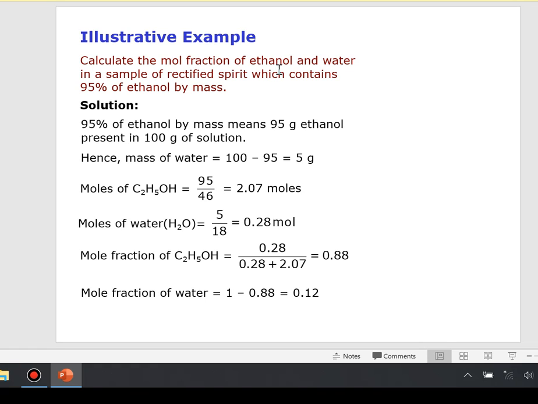So for this, what you have to do is calculate the moles of both ethanol and water. What hint is given to you? 95% of ethanol by mass. It means 95 gram of ethanol is present in 100 gram of the solution. So 95 gram is the ethanol and water will be 5 gram.